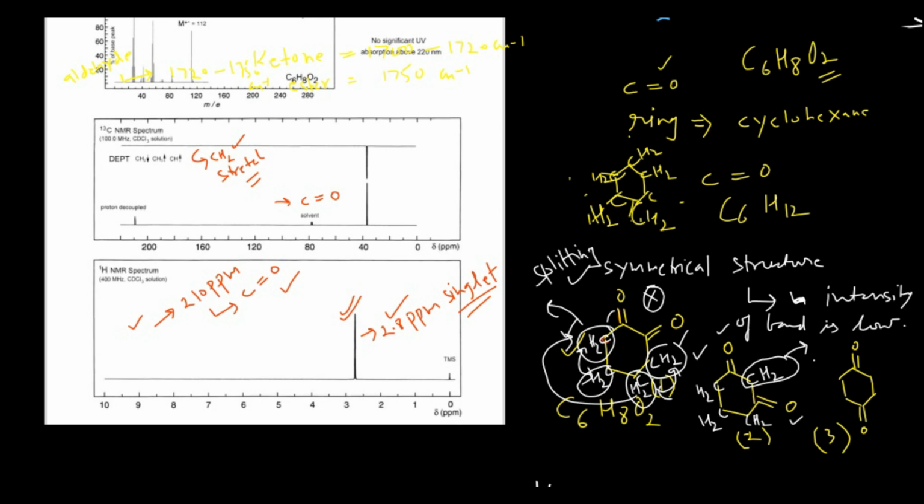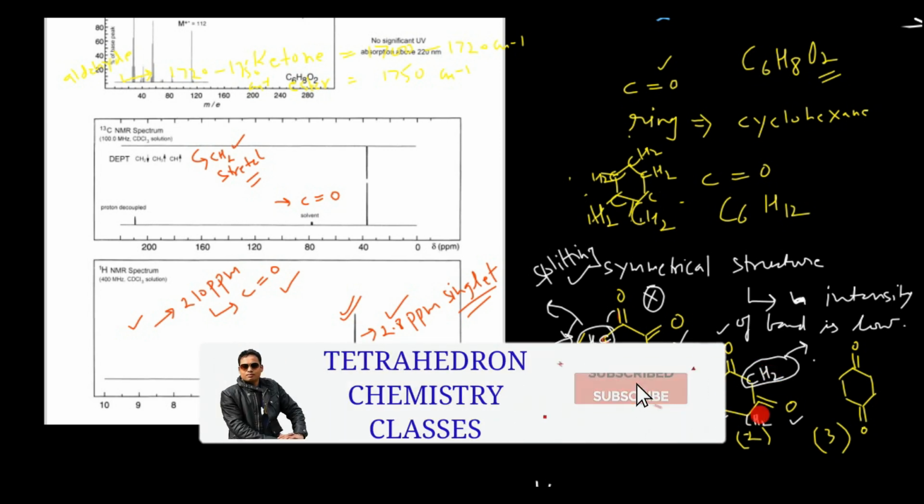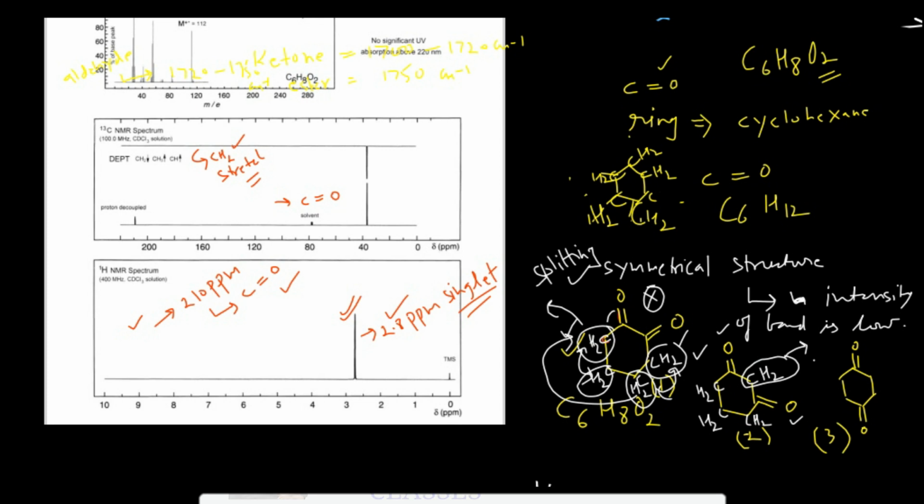Or moreover, when you consider this structure as the correct structure, so one peak for these two hydrogens and one peak for this one, right? That means 2 peaks must be there, but here only one peak is there. That means your second possibility also you can very beautifully discard. Now you are left with the third possibility.